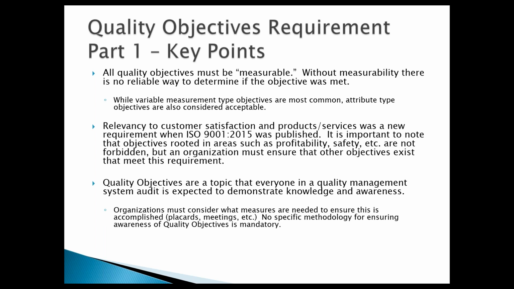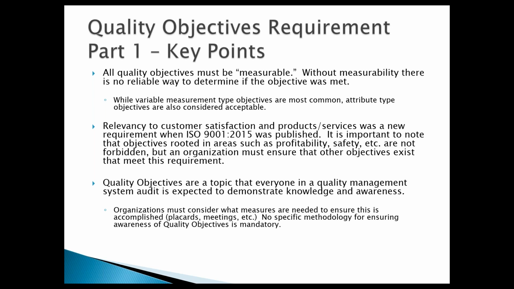First of all, the quality objectives need to be measurable. And without measurability, there's really no way to determine if you met the objective or not. Now, the preferred fulfillment of this item is to have what we call variable type objectives. In other words, something that you can measure. On-time delivery, 90%, 95%, that sort of thing. You can, however, if you choose, have what we refer to as attribute type objectives. So what do I mean by attribute objectives? Well, let's say that you want to achieve a NADCAP accreditation, or you want to establish a new warehouse in Fort Worth, Texas, we'll go with. Well, that's something where either you accomplish it or you don't. So that can be thought of as an attribute type objective, kind of a pass-fail type item.